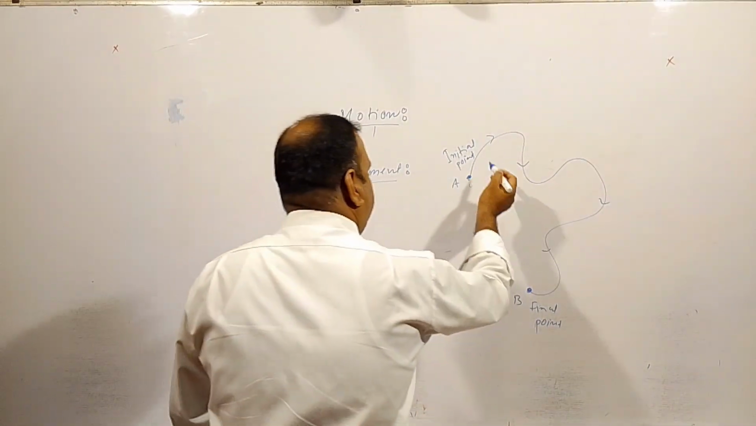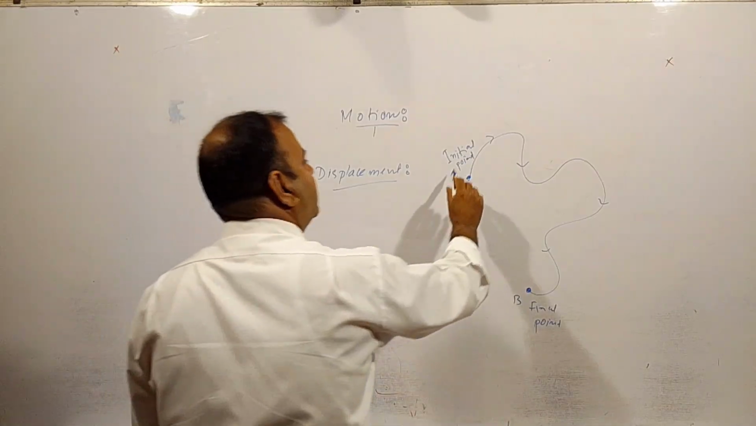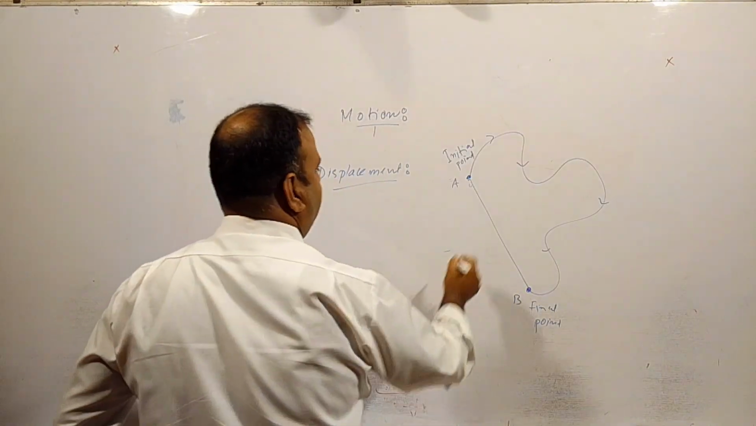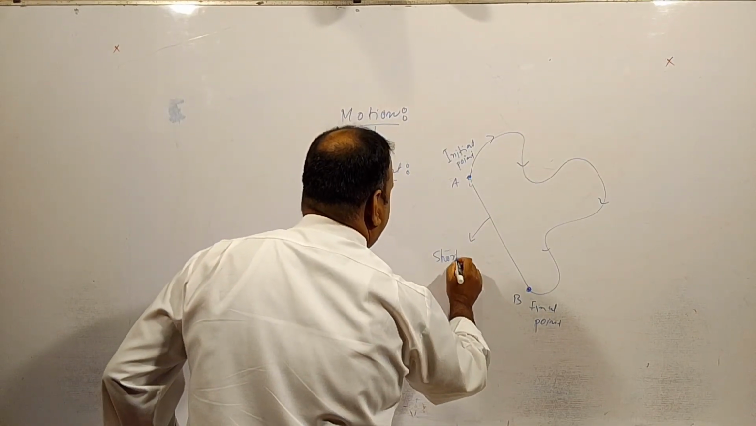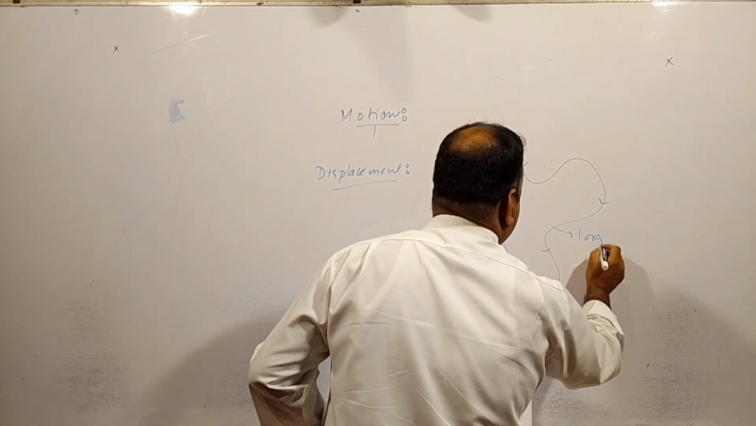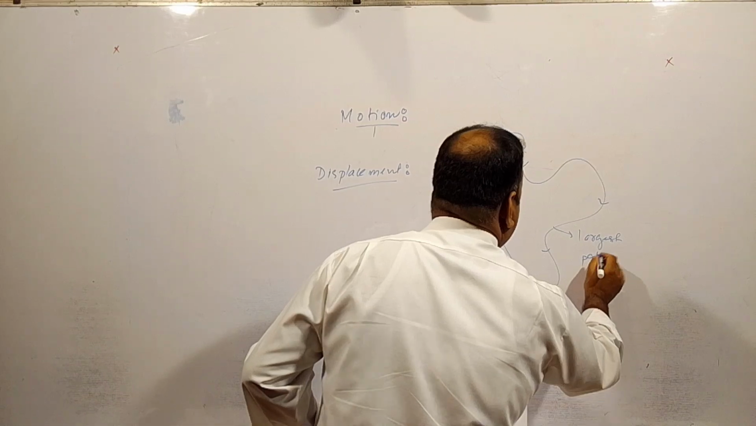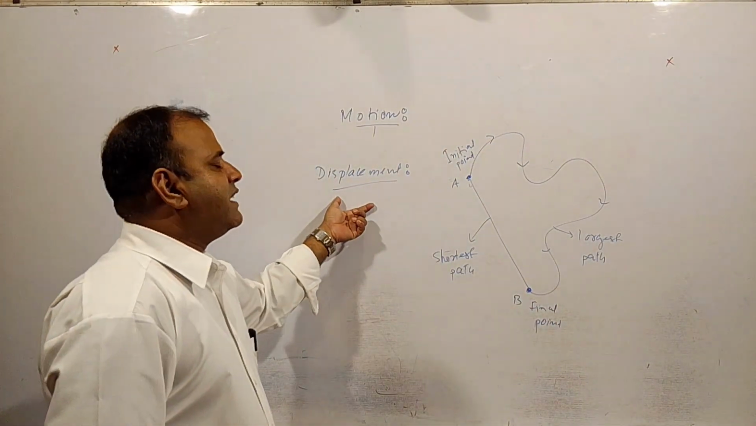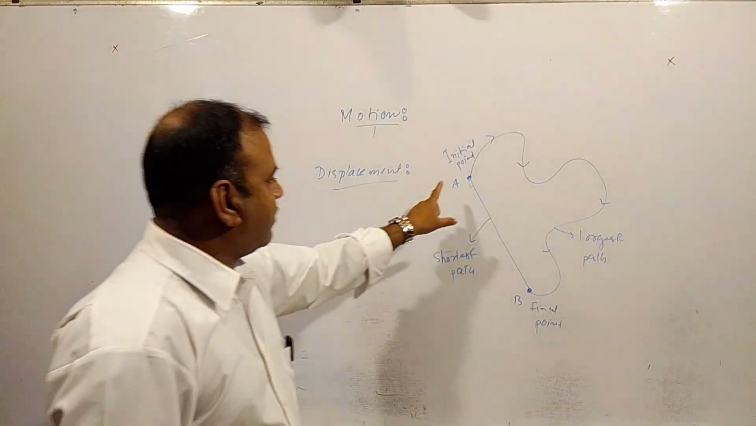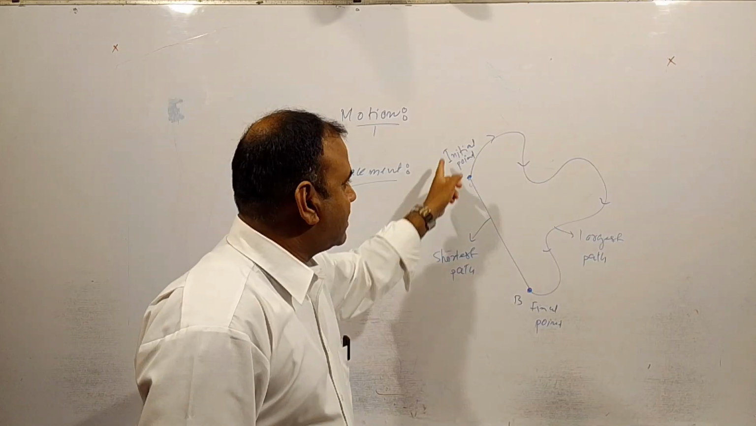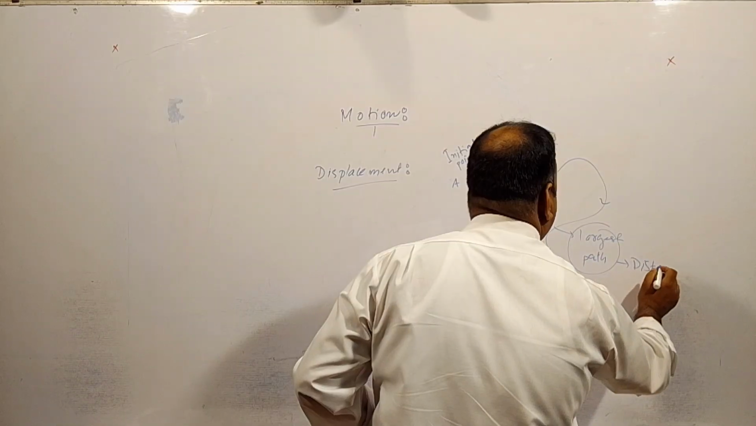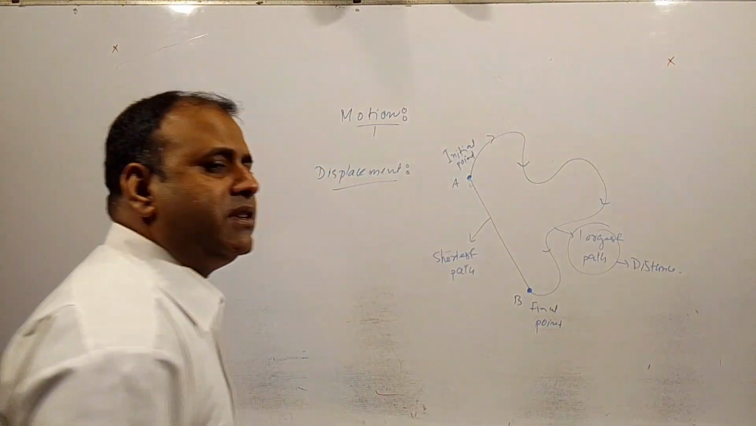The object or body is traveling from A to B. There is a largest distance, and this part is the shortest distance. So you remember shortest path and largest path. You remember displacement means shortest path. From the entire journey, the shortcut path will be A to B, but this part is the largest path, and this is also known as distance. So distance means largest path, and displacement means shortest path.